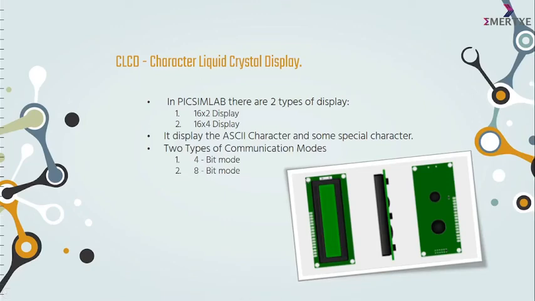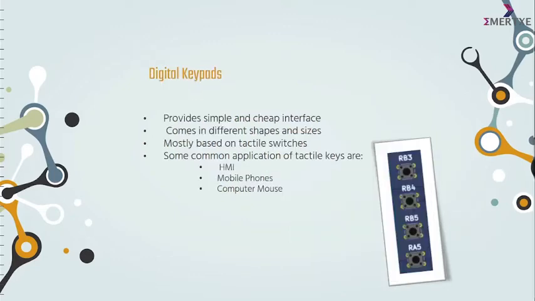CLCD is a character liquid crystal display. In PICSIMLAB there are two types of display, 16x2 display and 16x4 display. It displays ASCII characters and some special characters. There are two types of communication modes, 4-bit mode and 8-bit mode. Digital keypads provide simple and cheap interfaces, and come in different shapes and sizes. They are mostly based on tactile switches, and some common applications of tactile switches are HMI, mobile phones, and computer mice.